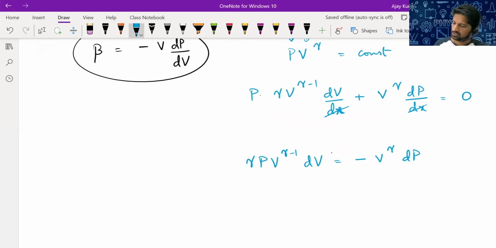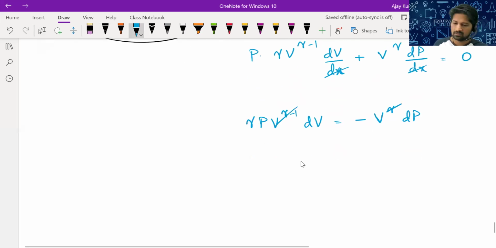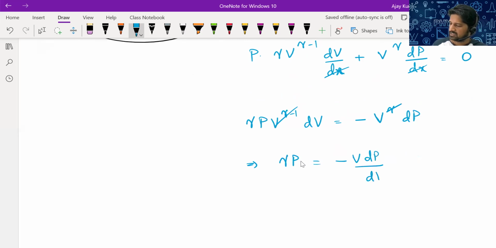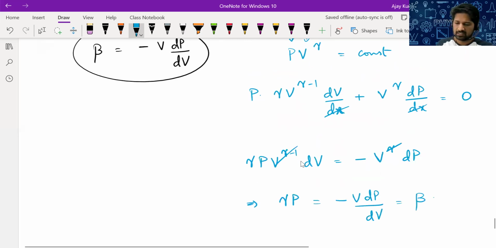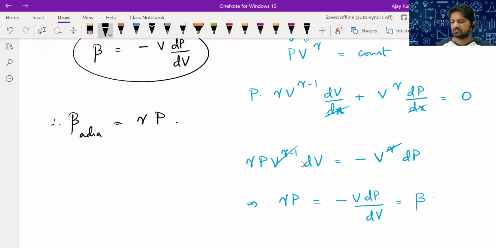Now, on one side you have V power gamma minus 1, on the other side you have V power gamma. Cancel these, and it simply becomes V. Therefore, you can write gamma P is equal to minus V dP by dV. And this itself is the bulk modulus. Therefore, the bulk modulus in an adiabatic process is gamma times the pressure.